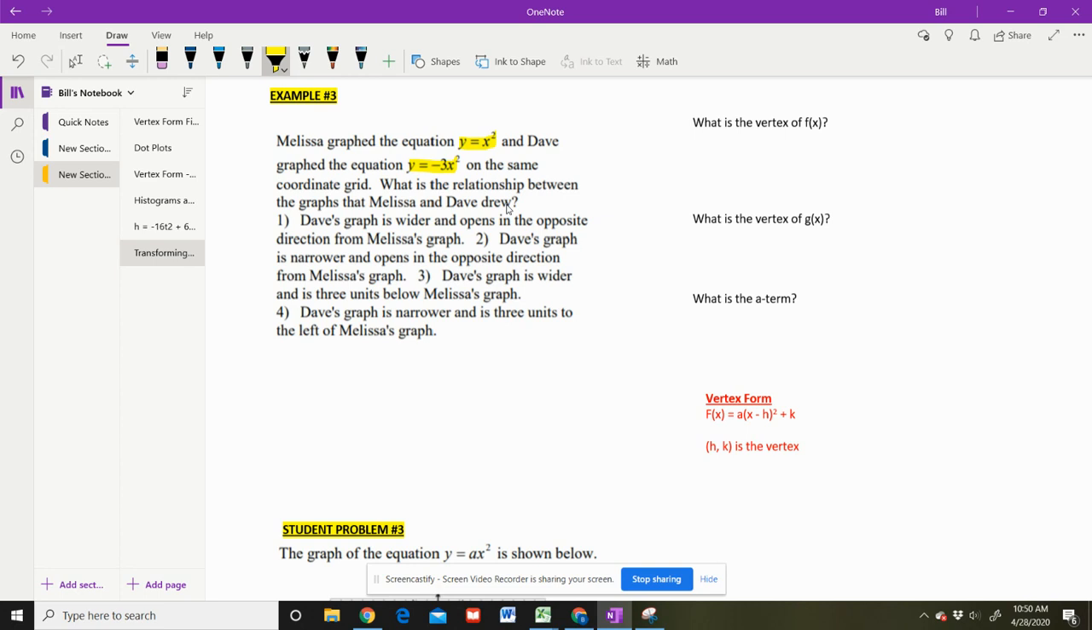Now, if you want to do the graphs, definitely do the graphs. Punch that into your graphing calculator in Desmos, put y equals x squared, and then below that, y equals negative 3x squared. And that'll give you the picture if you want to figure it out that way. Completely acceptable to do it like that.